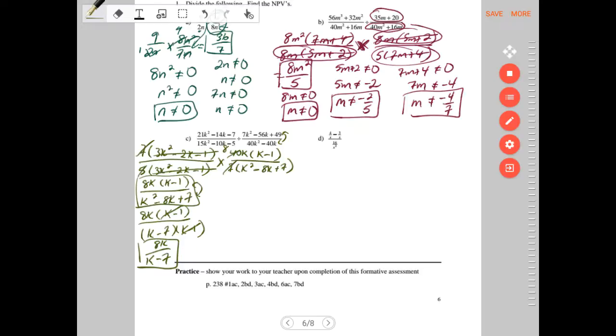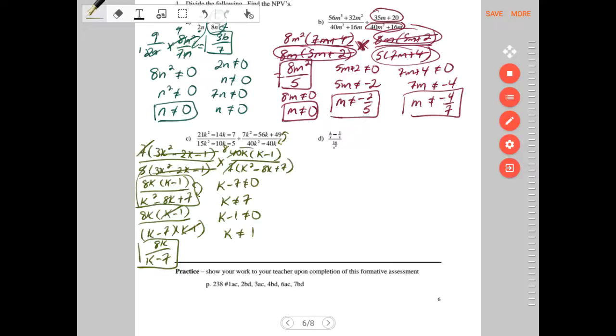Okay, any denominators we have, we can find non-permissible values for. Okay, so we have k minus 7 can't be 0, so k cannot equal 7. And we have k minus 1 can't be 0. K cannot equal 1. Okay. And I think that is all for you.